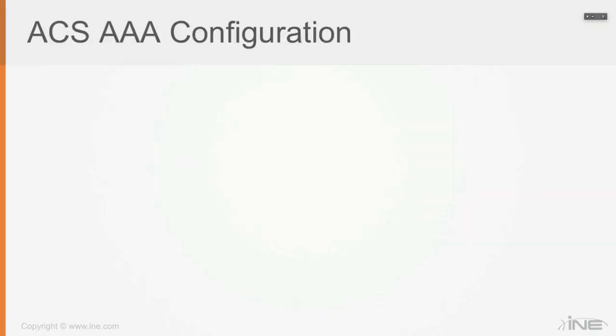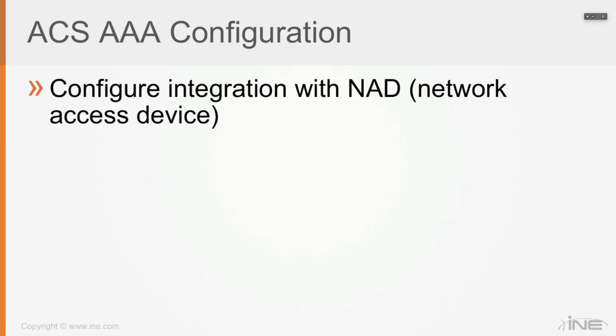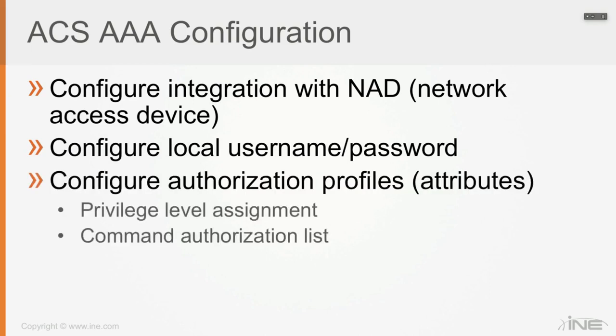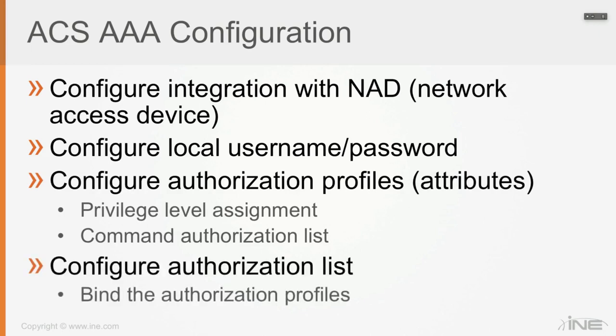Now on the ACS side, it's going to be pretty much the same thing. Just configure integration with a NAD, this time the network access device being the ASA. Likewise, configure a local username and password. Configure authorization profile attributes, which means privilege level assignment and command authorization list. And also configure the authorization list, or the access policy, and bind the authorization profile to that authorization list.